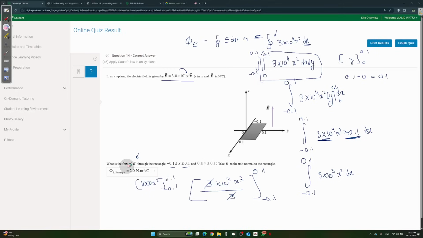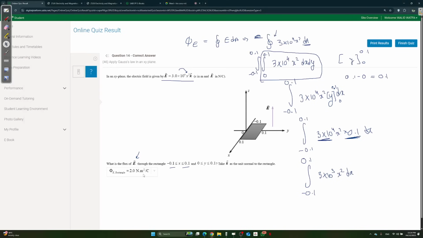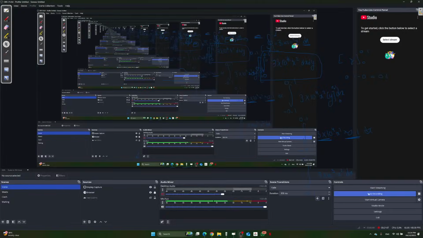Also, you don't have to integrate it. The second you reach here, you can just throw it in your calculator: integral of 3 times 10 to the power 4 times x squared times 0.1 from negative 0.1 to 0.1, and you get 2. So the answer is 2. Alright, so that's your answer. Thank you so much for watching, and good luck in your exam.